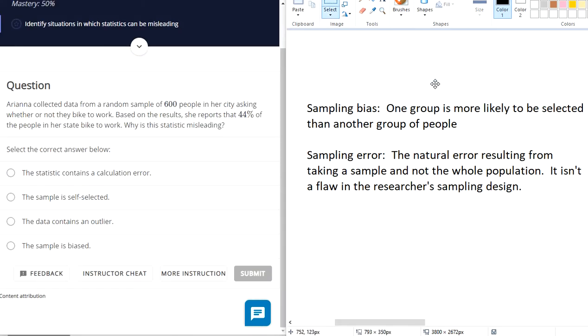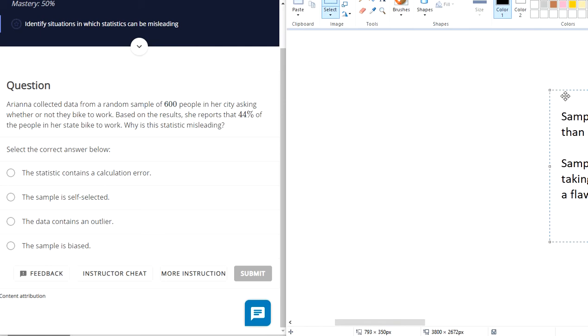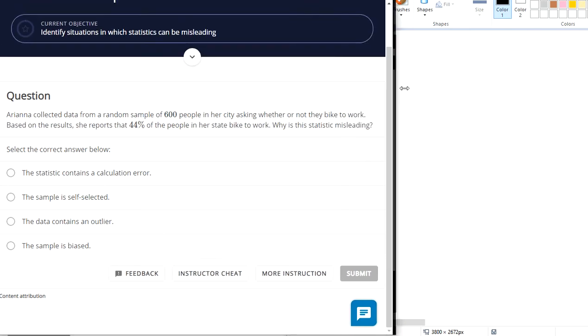So some things to think about when statistics are misleading are, what if there's an outlier? The mean is going to be a little bit misleading for the center of the data set because the mean is always pulled in the direction of that outlier. Obviously, a calculation error would make things misleading. If you collect your data in some sort of biased way, whatever results you have are going to be misleading too. So let's take a look here.